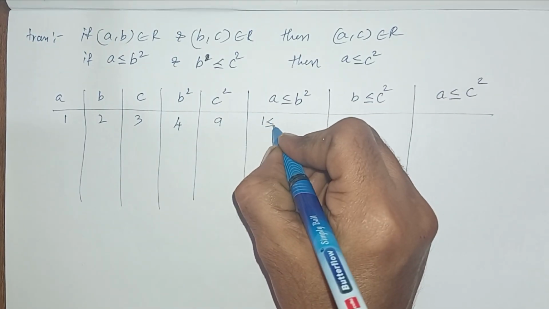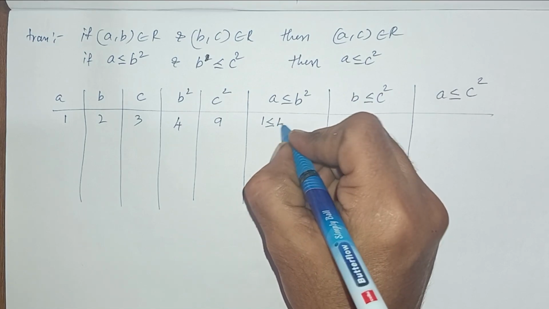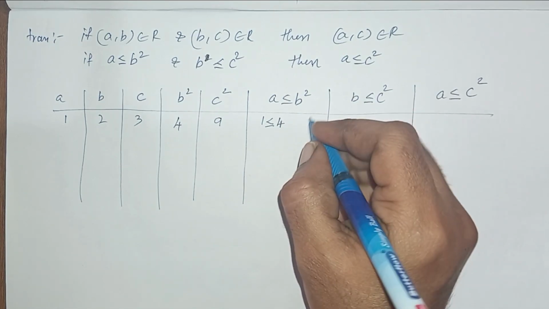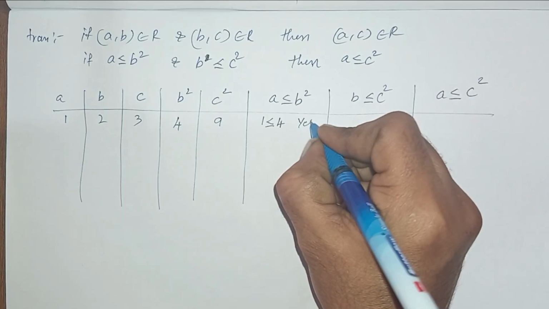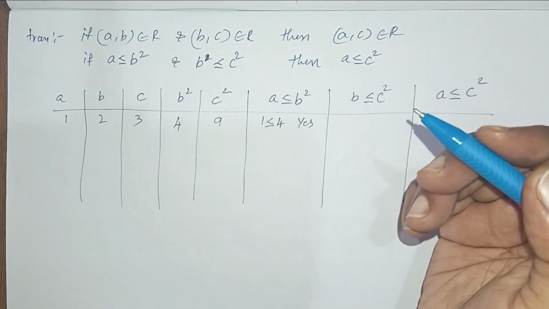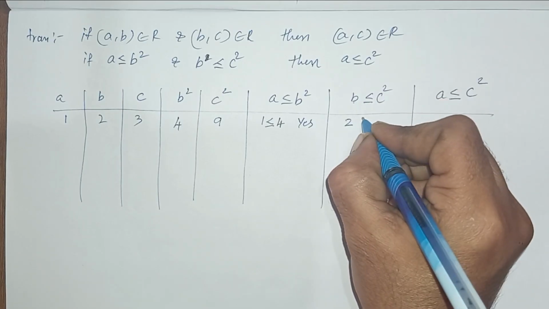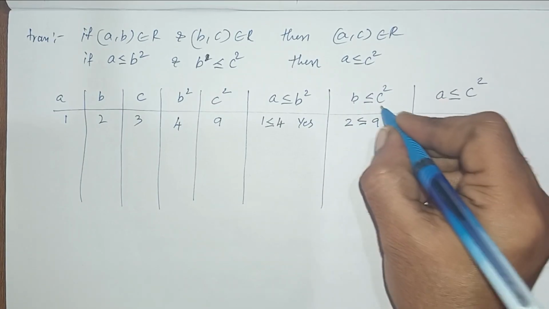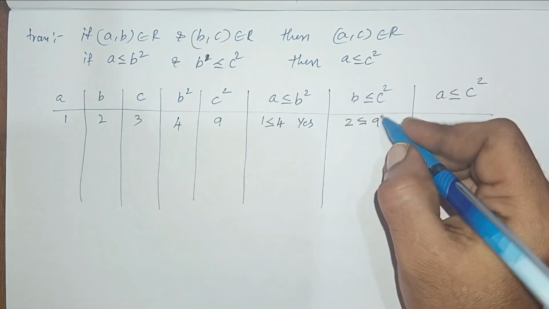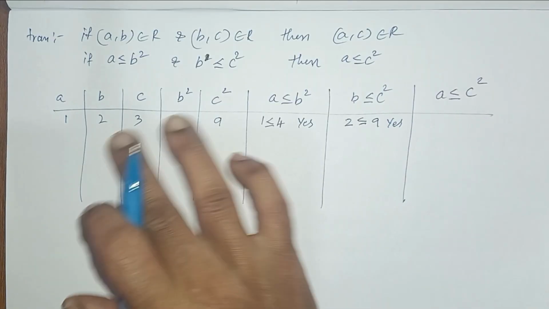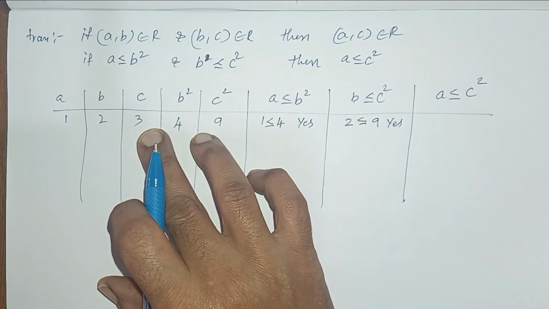So A is 1, is less than or equal to B square, that is 4. So 1 is less than or equal to 4. Yes, of course 1 is less than 4. So 1 comma 2 is there in the relation. Then next we have B. B is 2, less than or equal to C square, which is 9. Yes, 2 is less than 9. Yes, 2 comma 3 also exists in our relation.